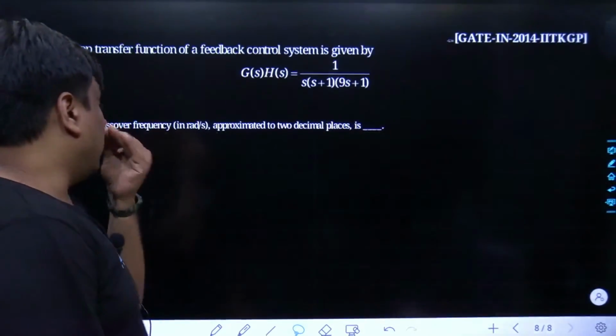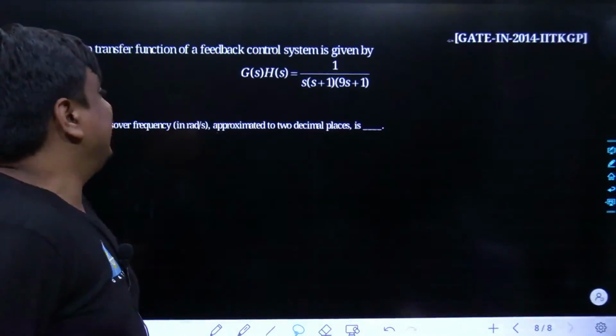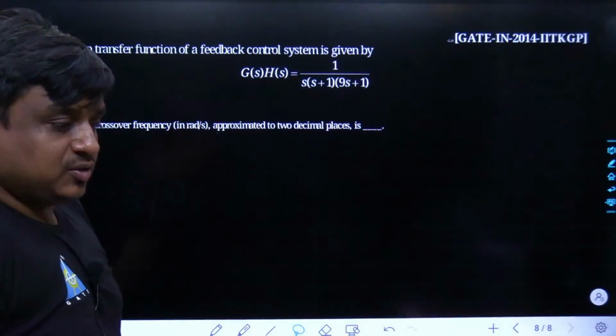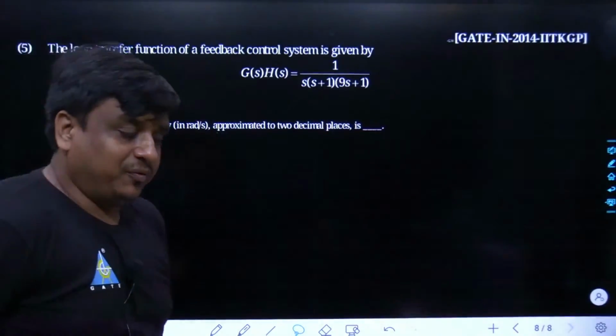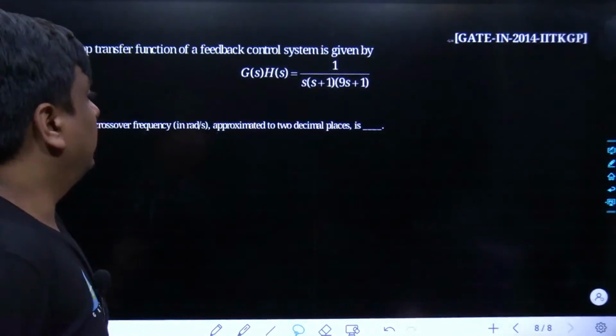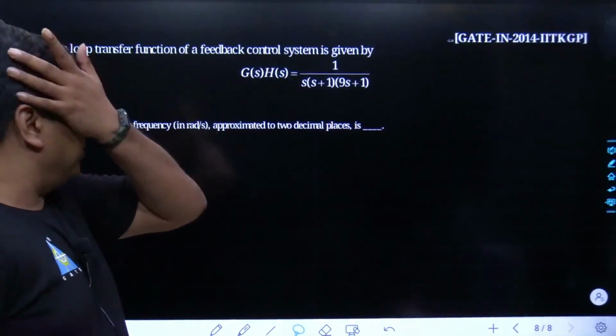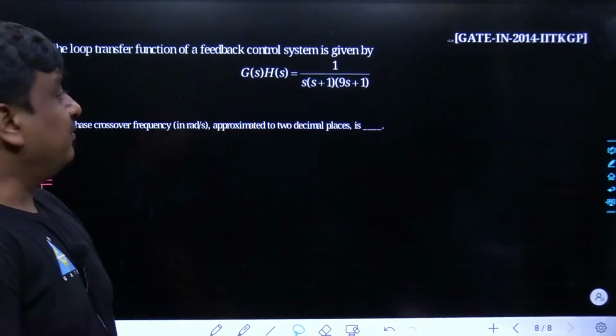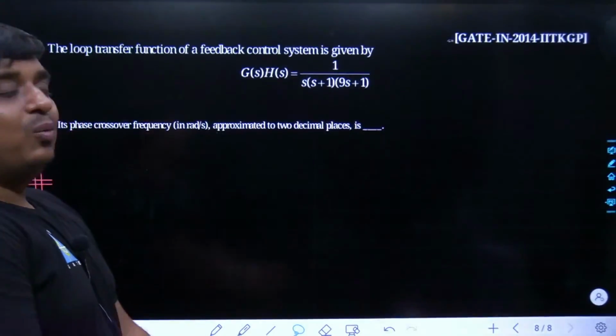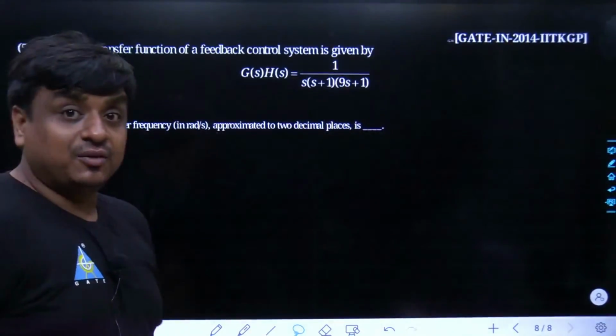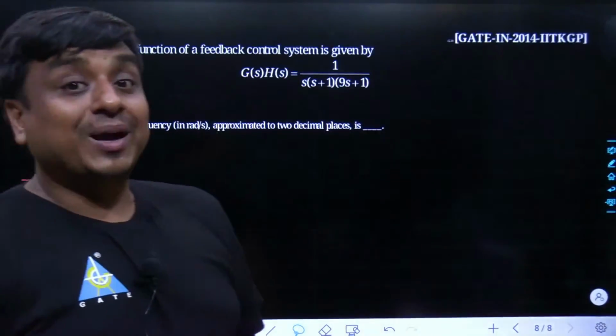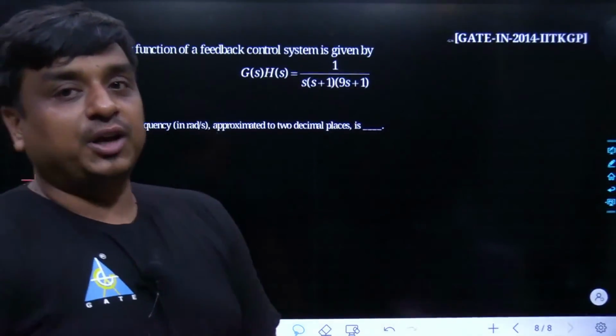The phase crossover frequency is being asked in this problem. Amit Kumar, perfect. 0.333. That's been the perfect answer. Anyone else apart from Amit Kumar? See, what does it mean by the phase crossover frequency? The frequency at which the angle offered by the system is precisely minus 180 degrees.